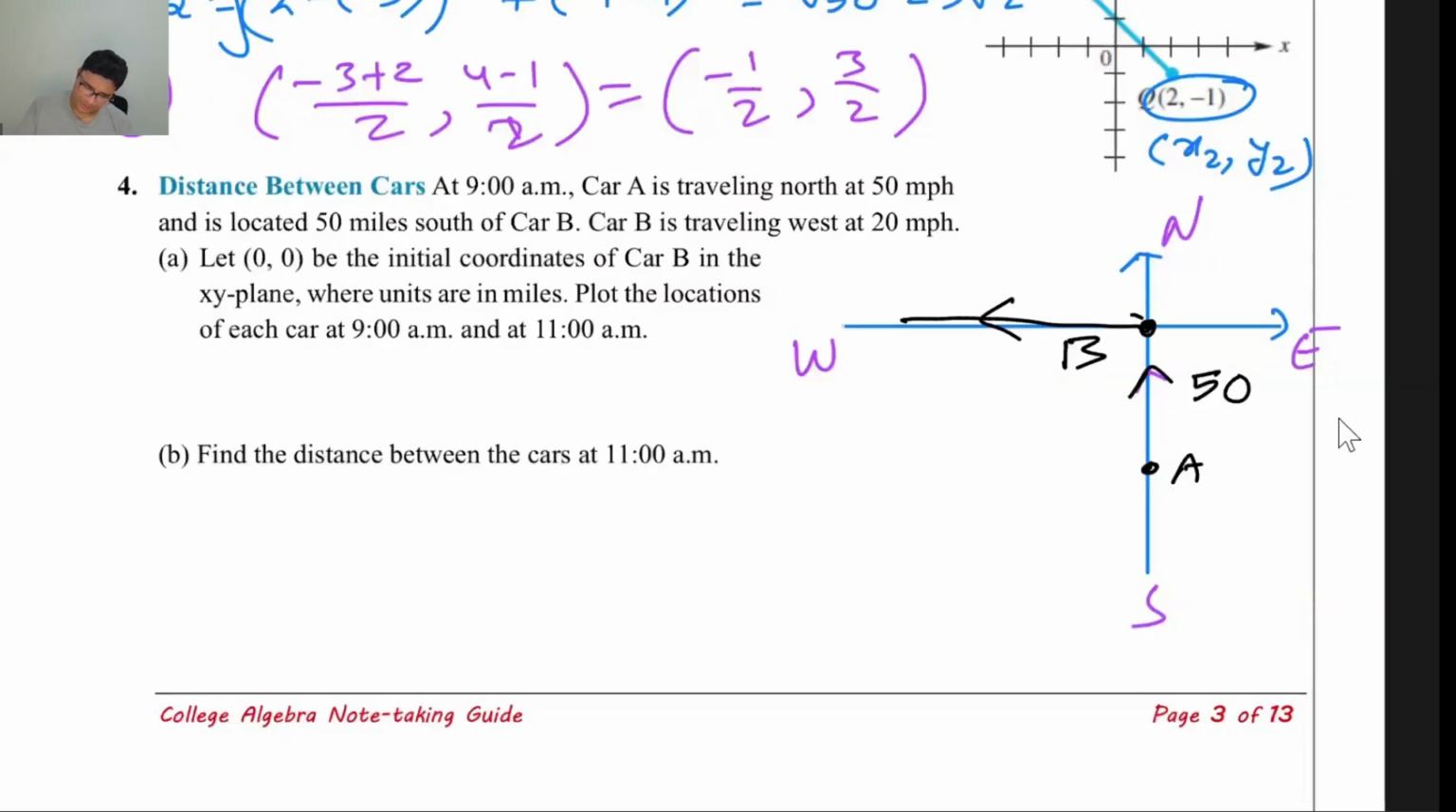Let 0, 0 be the coordinates of car B. Oh, okay. So I did that already. And on the XY plane, where the units are in miles, plot the location of each car at 9 a.m. and 11 a.m. Okay. So at 9 a.m., what I have plotted in black color here is at 9 a.m. At 11 a.m., what happens? Okay, maybe I will draw a different diagram for that just for convenience.